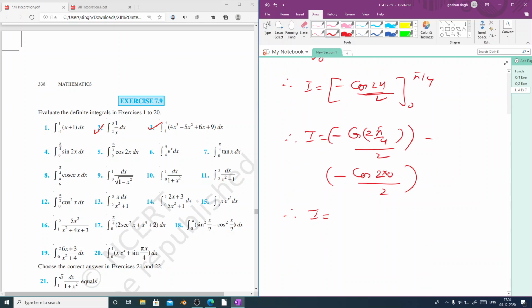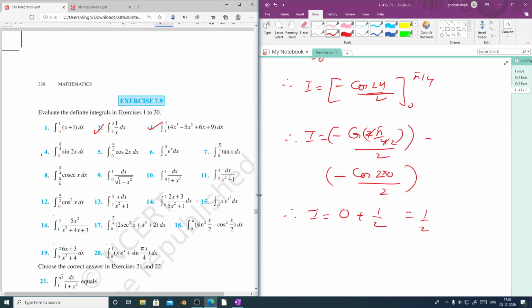now this can be cancelled out, and we know that cos 90 is 0, so we will be getting minus 0 over 2, that is 0, and minus, and this minus is plus, and we know that this 2 into 0 will become 0, so cos 0 is 1, so we will be getting here 1 by 2. So the final answer is 1 by 2. So the answer of question number 4 will be 1 by 2.